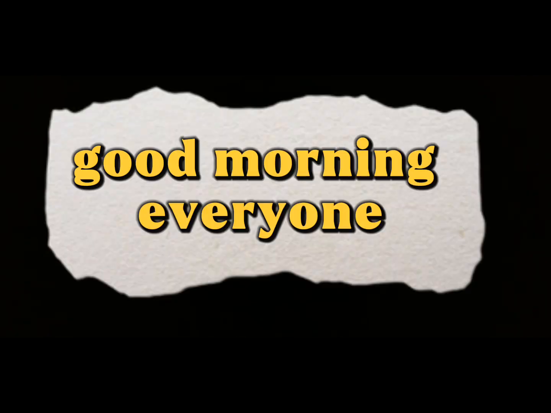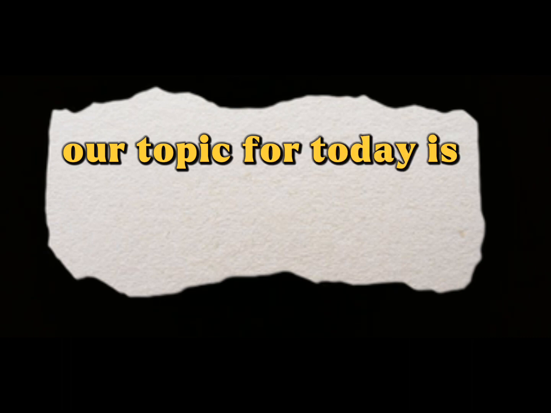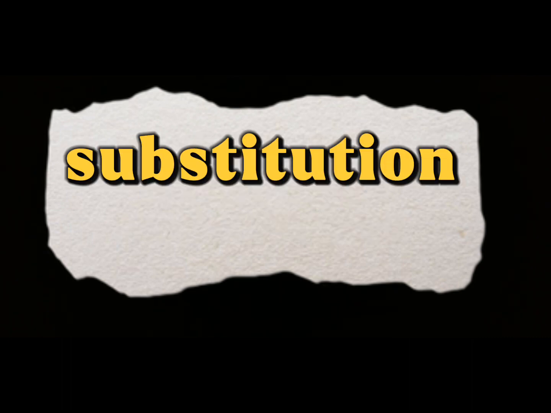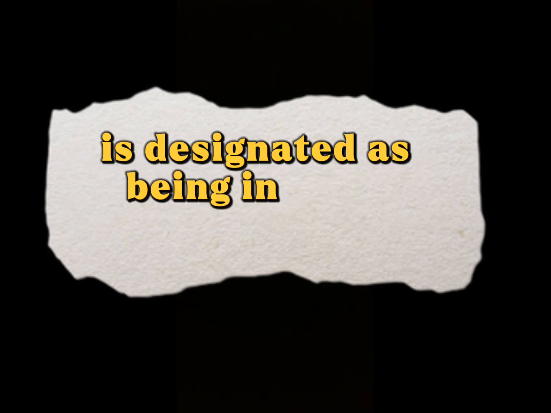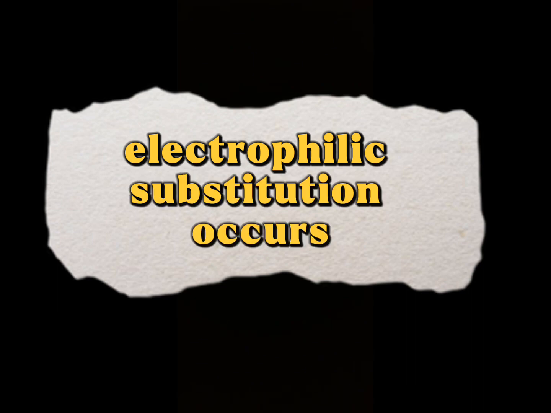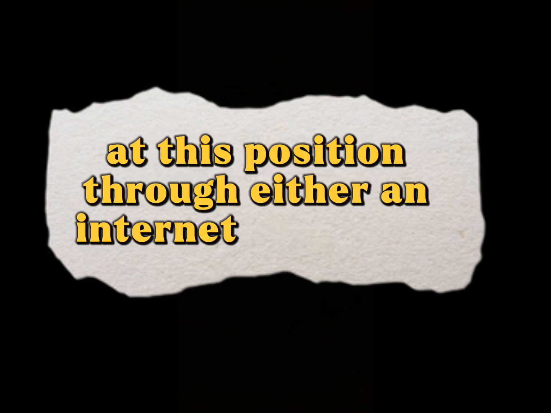Good morning, everyone. Our topic for today is all about the carbonyl alpha substitution reactions. The alpha position, the carbon next to the carbonyl group, is designated as being in the alpha position. Electrophilic substitution occurs at this position through either an enolate or enol ion.